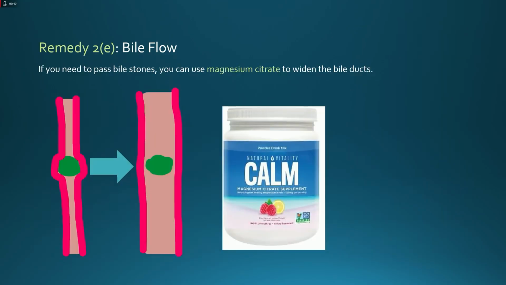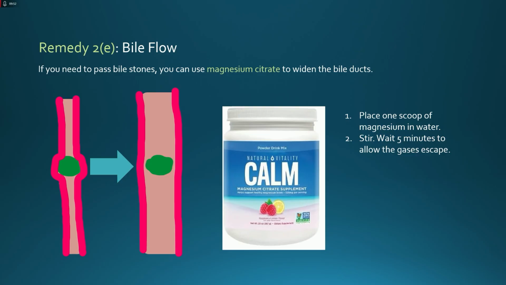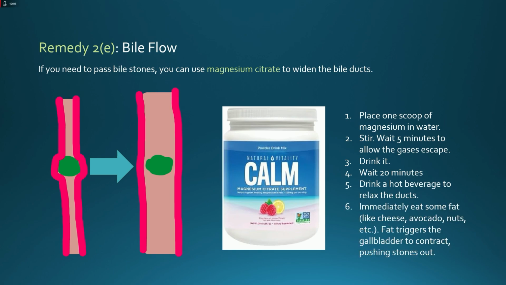So for bile flow, if you need to pass bile stones, you can use magnesium citrate to widen the bile ducts. Place 1 scoop of magnesium in water. Stir. Wait 5 minutes to allow the gases to escape. Drink it. Wait 20 minutes. Then drink a hot beverage to relax the ducts. Immediately eat some fat like cheese, avocado, nuts, etc. Fat triggers the gallbladder to contract, pushing stones out.